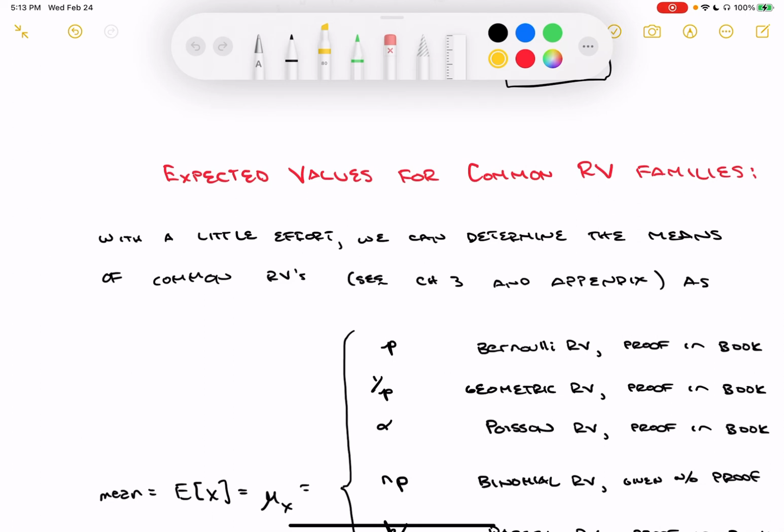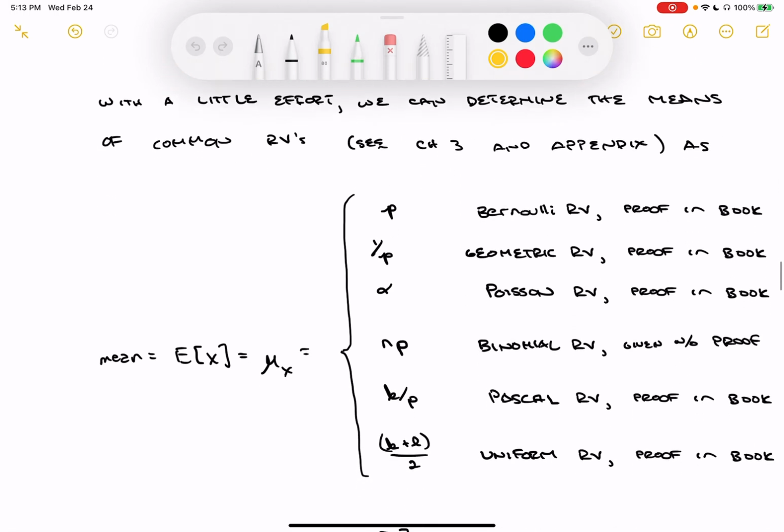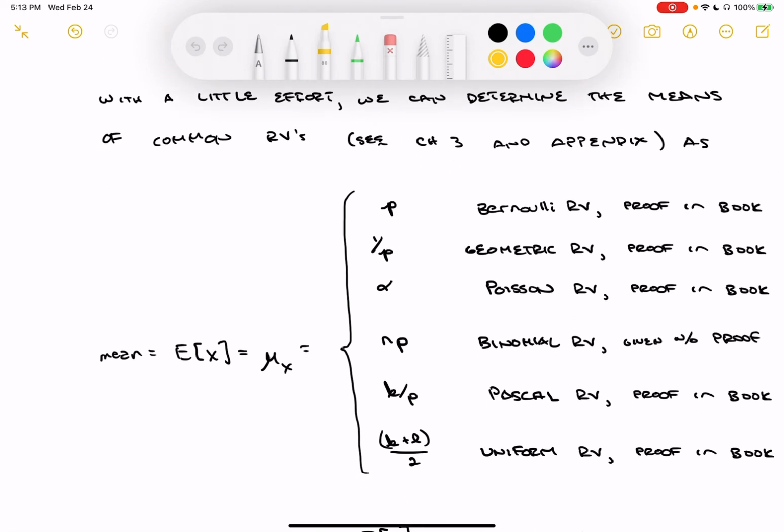Expected values for common random variable families. Because those common random variable families have already been derived, we know their form, and it doesn't take that much effort to go ahead and compute out what the means are. What's the advantage of doing this? If you can identify a random variable family as applying to your situation, you not only get its probability mass function, you just write it down, you don't have to derive it. But in almost all cases as well, you will get an expression for the mean, and you don't have to go through all the mathematics of trying to compute that mean.